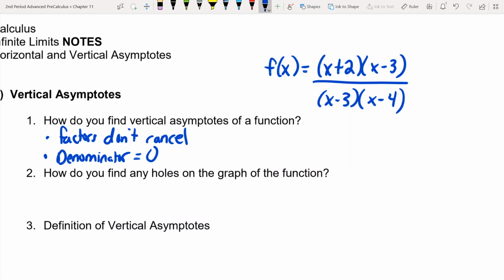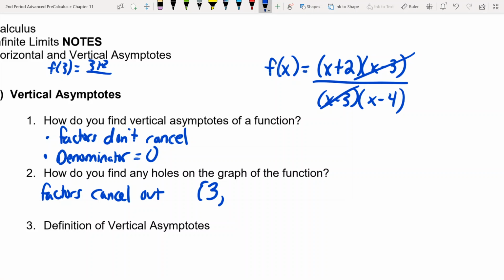The second part, how do you find holes on the graph? You're looking for the factors that cancel out. So as I look at the first one here, I can see the x minus 3's cancel out. So you have a hole at 3, comma, and then you plug the 3 back into whatever's left over. So f of 3 is going to be 3 plus 2 over 3 minus 4, 5 over negative 1, which is negative 5. So your hole is at 3, negative 5.